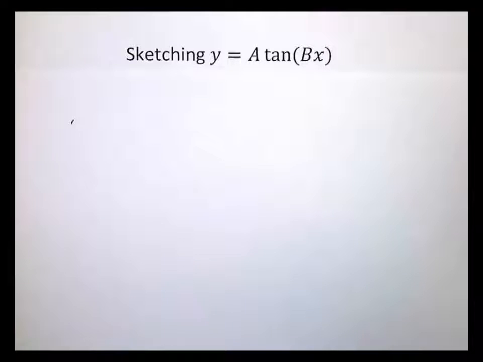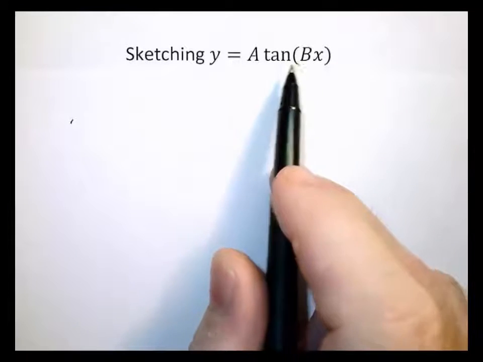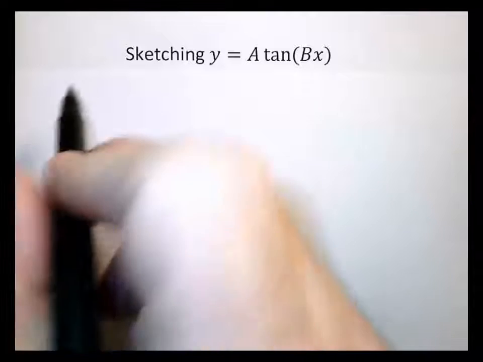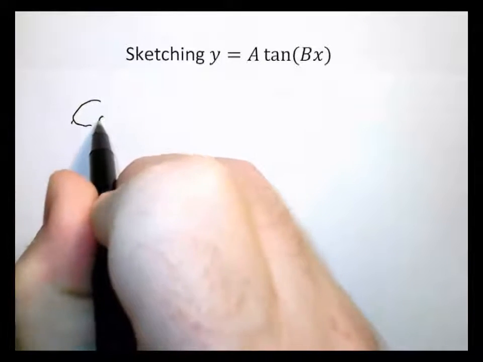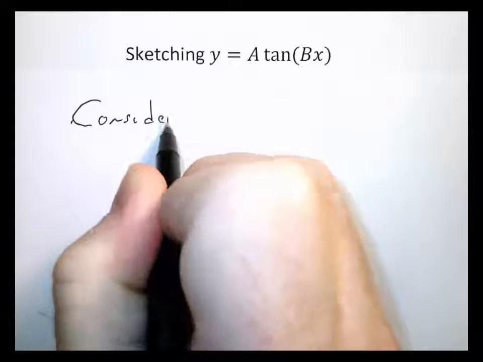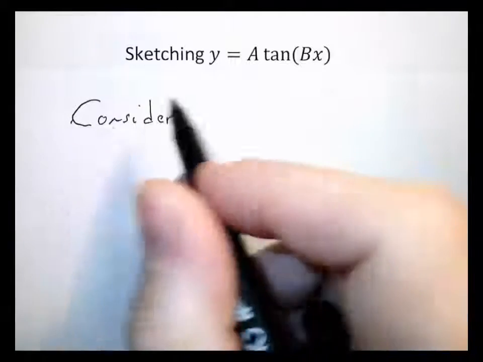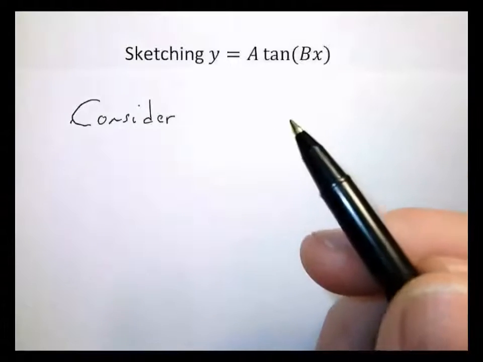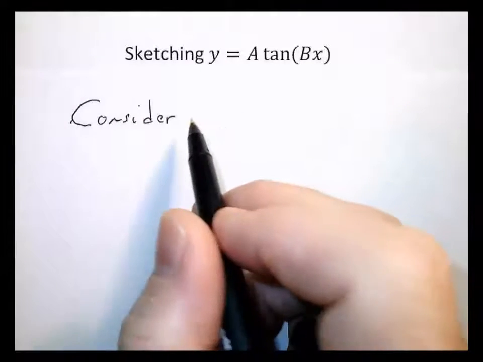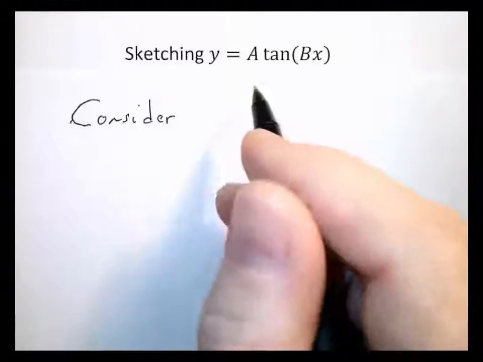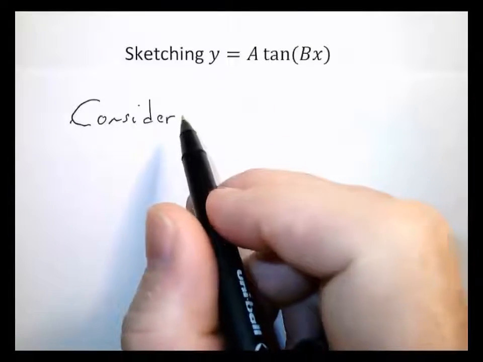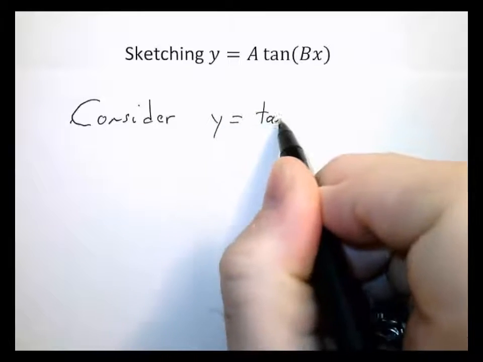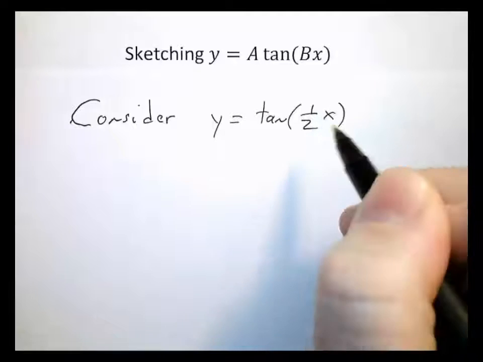Okay, now we want to consider what happens on the capital B here with respect to this tangent function. So I want to consider a couple of examples, and we're going to do these for one period of the function, because once you know what's going on for one period, it being periodic, you know what's going on for the rest of the number line by repetition. So I'm considering y equals, say, tangent of 1/2 x.